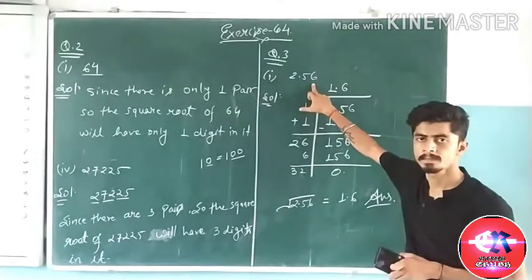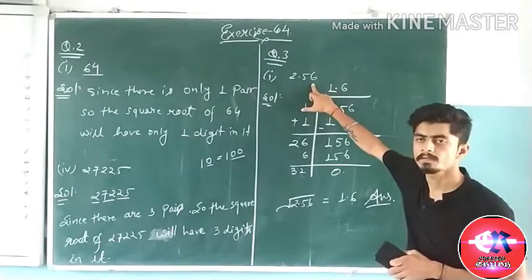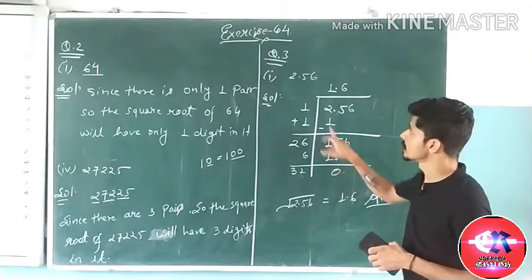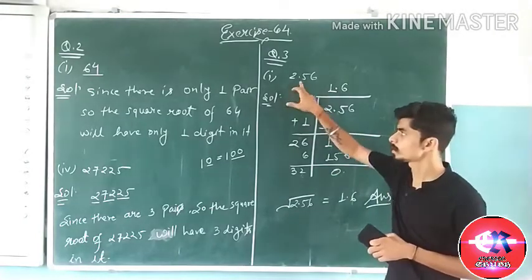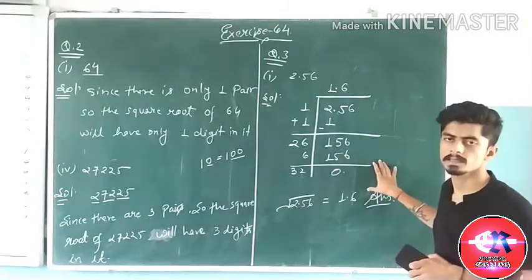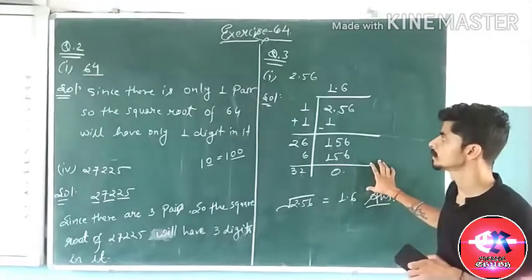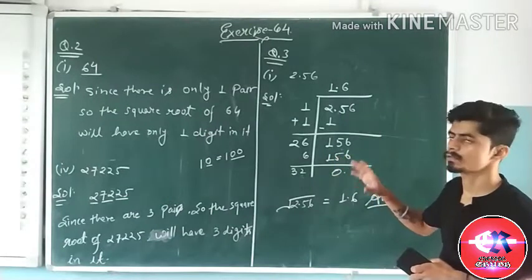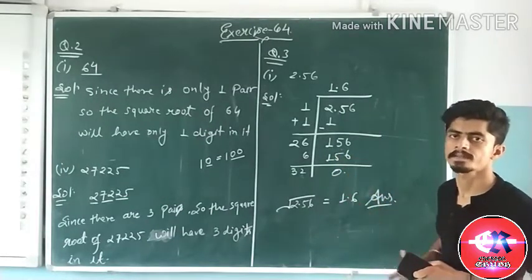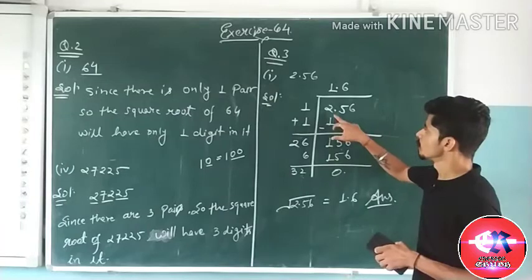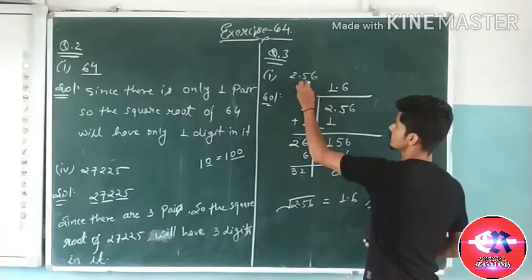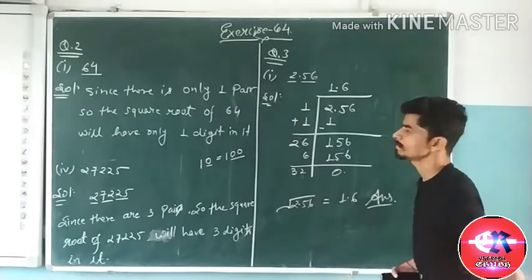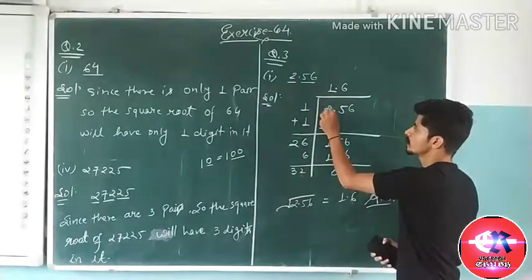We have to find the square root of 2.56 by long division method, and it has a decimal in it. So how do we find it? We find the square root by the long division method in the same way as in question number 1, which did not have a decimal. There are 3 digits, and we make pairs from right to left. So firstly we have to target the first pair, which is only 2.